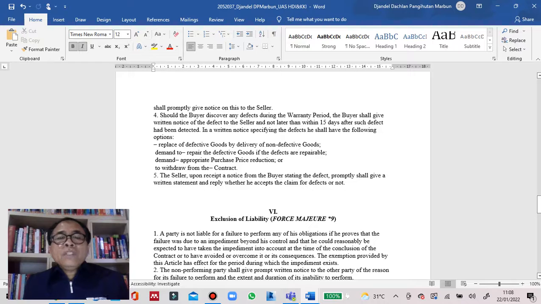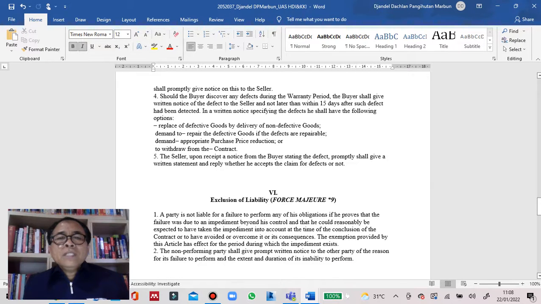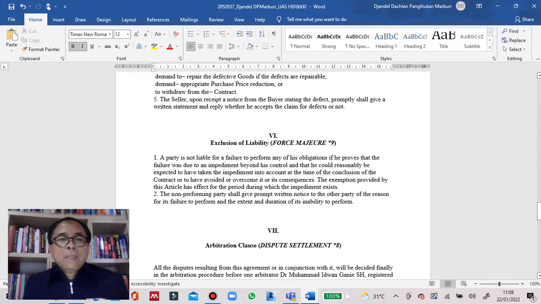The seller, upon receipt of notice from the buyer stating the defect, shall promptly give a written statement and reply whether he accepts the claim for defect or not. Exclusion of liability. For the standard contract structure, the force majeure will be in point number 9. But anyhow, this is not a must in the arrangement of the structure of the international contract.